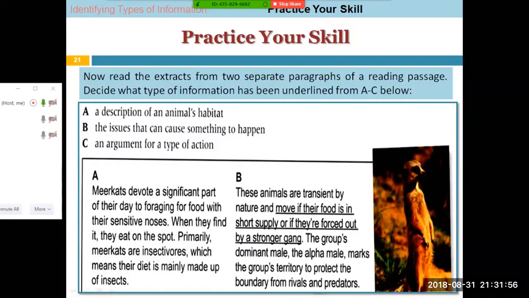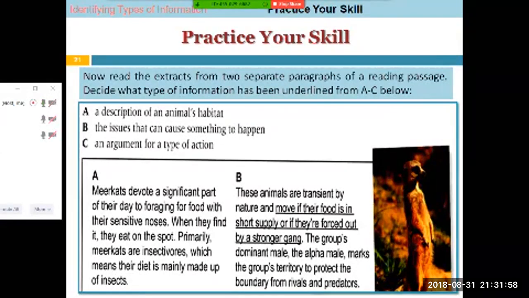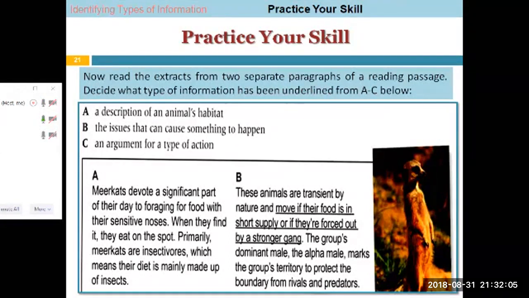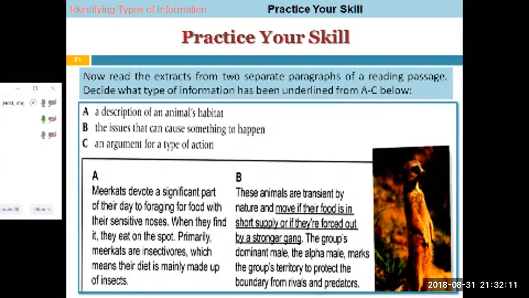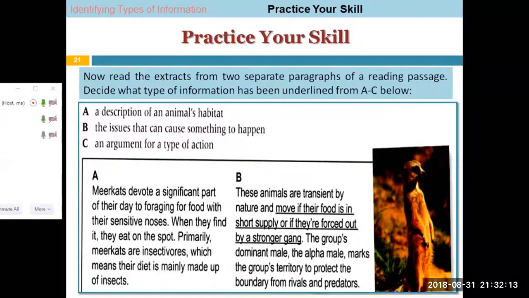Yes, sir. Meerkats devote a significant part of their day to. Sir, the screen is not clear, sir. Really? Okay. Do you have handouts? No, sir.